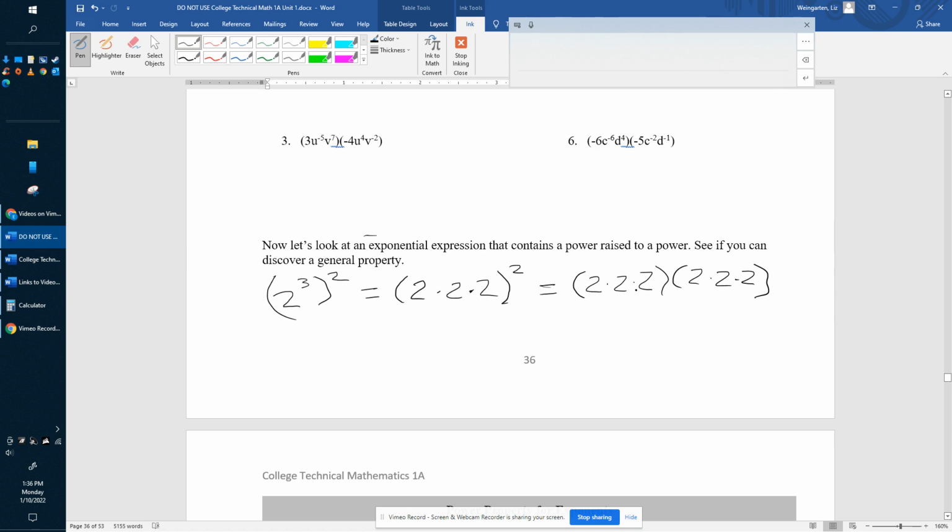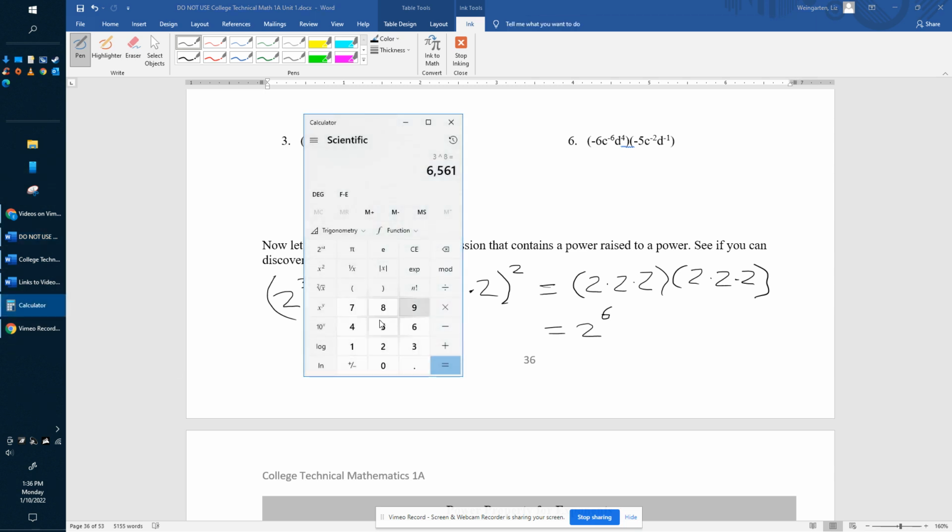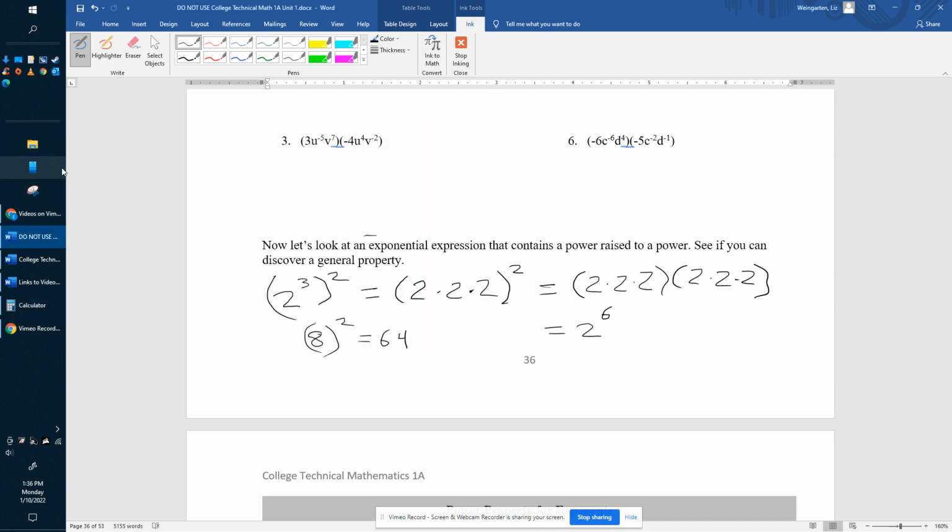So what is 2 times 2 times 2 times 2 times 2 times 2? That is 2 to the 6th. Let's try to evaluate it normally. What's 2 to the 3rd? 2 to the 3rd is 8. 8 squared is 64. Let's pull out our handy dandy calculator and see what 2 to the 6th is. 2 to the 6th is also 64. So it works, it matches.